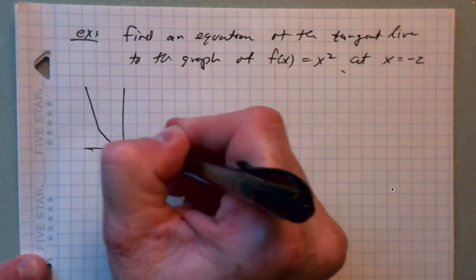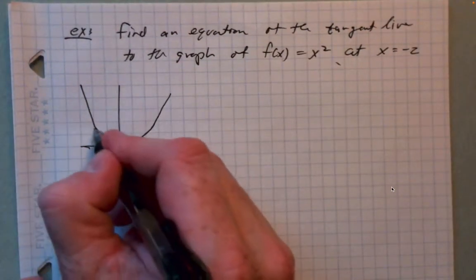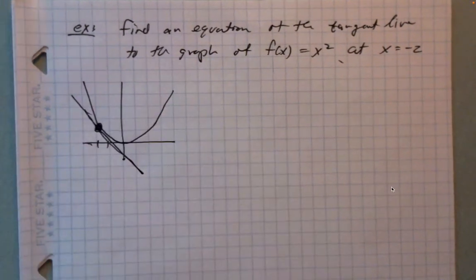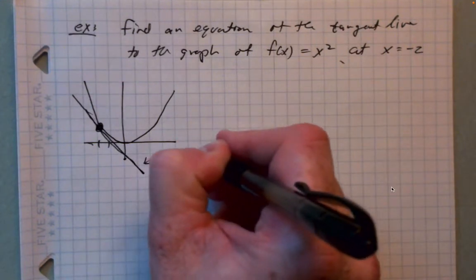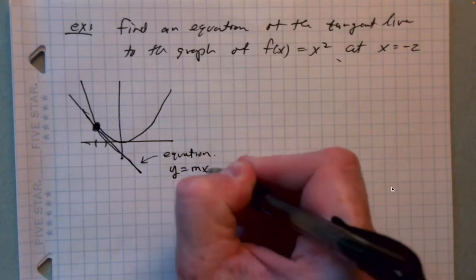We know x squared looks like that, right? And x equals -2 is over here. There's going to be some line that's tangent at that point. We want to know what is the equation for that line. We know the form, of course, is y equals mx plus b.